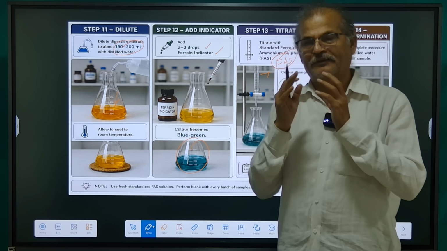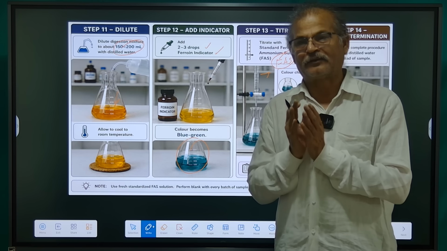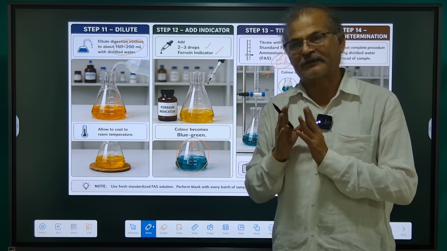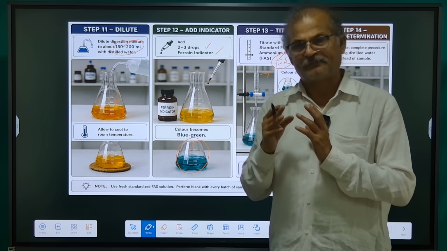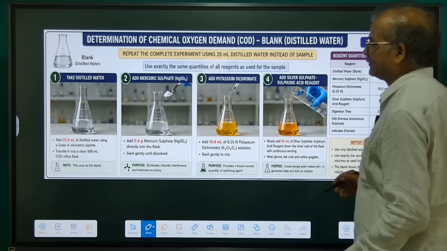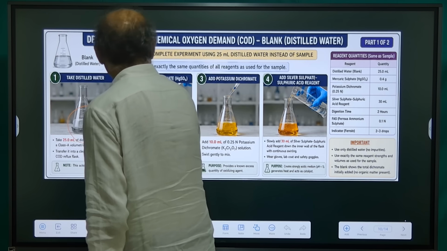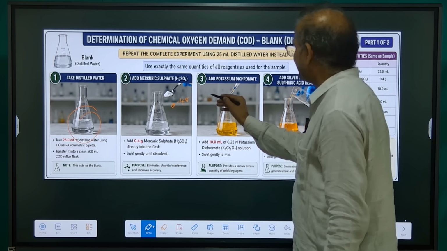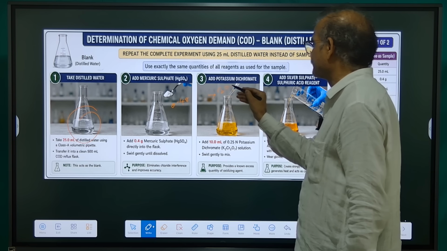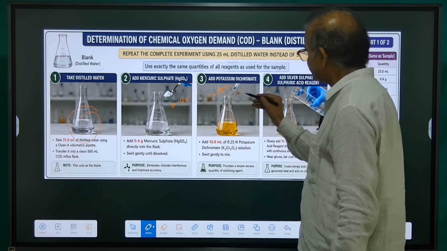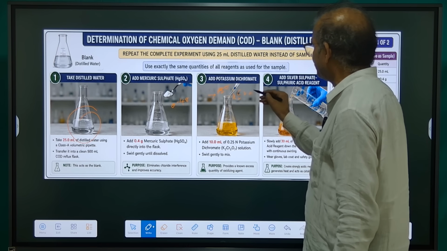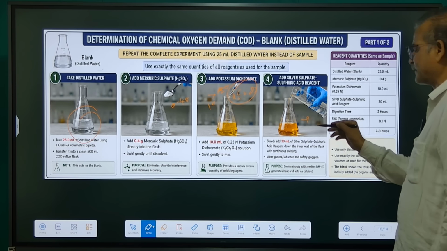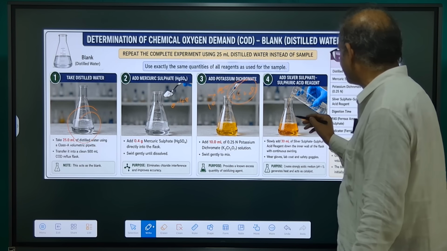For determining the chemical oxygen demand, another parameter required is to titrate the blank sample, meaning distilled water, which will not have any organic matter, with a similar procedure. Then we take 25 ml of distilled water, add mercuric sulfate 0.48 gram, then add 10 ml of K2Cr2O7, potassium dichromate, and then we add 30 ml silver sulfate plus sulfuric acid.